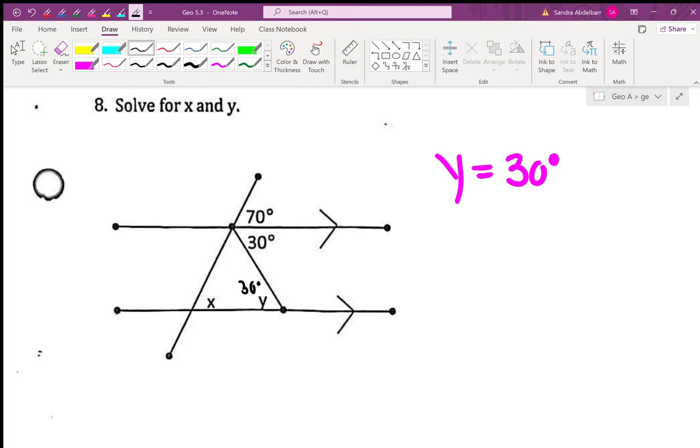Does anybody see how we can find x? X is 70 because of the upside down F, corresponding angles. You got it. Do you all see this? This one was a little bit harder to see, but do you all see that F that I highlighted in green? It's an upside down F. So remember, if the arms of the F are parallel, the armpits are congruent, which means angle X is 70 degrees.